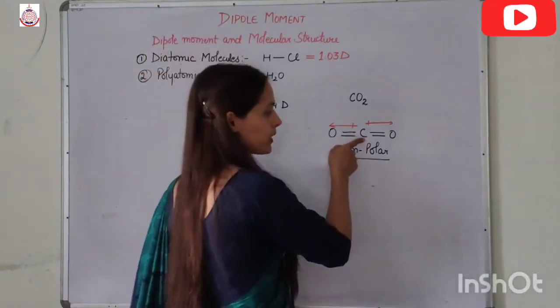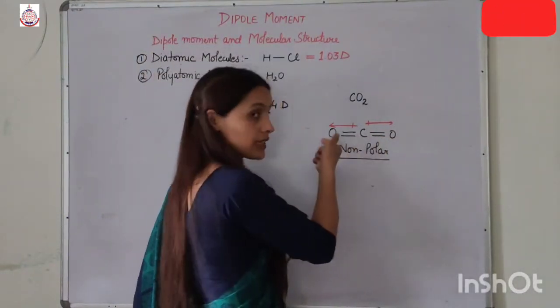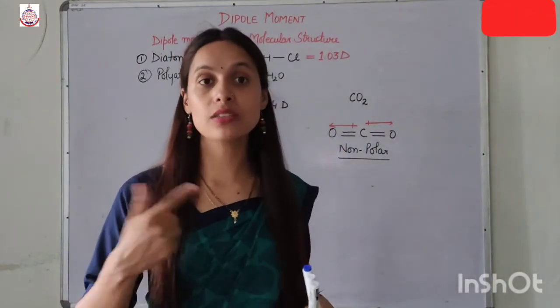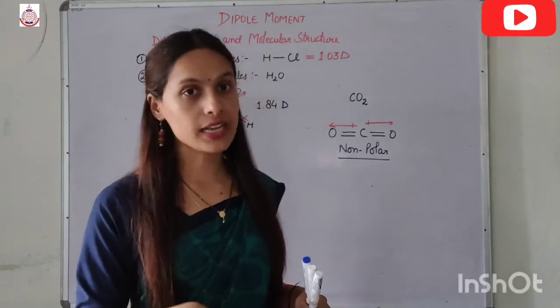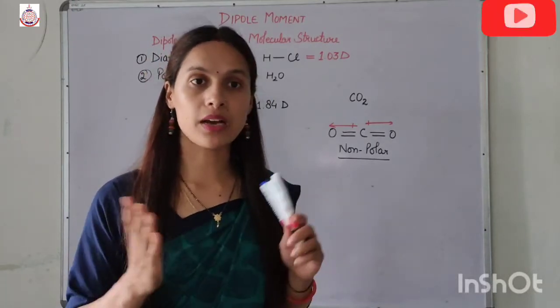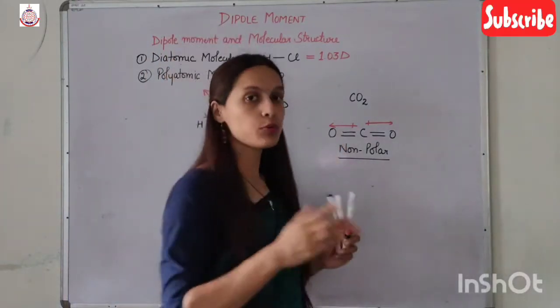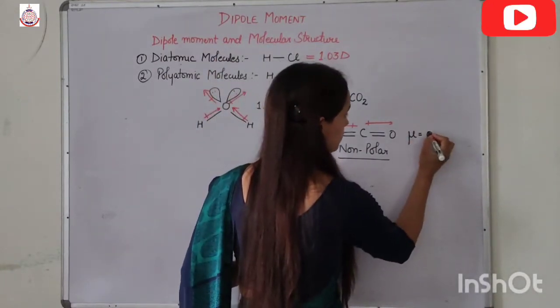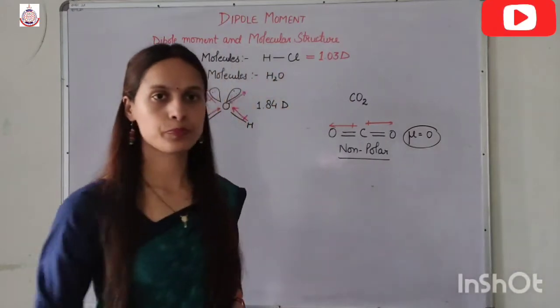Here the dipole moment is this side. Here the dipole moment is this side. It means the magnitude is equal, but the direction is different. And due to the different direction, the overall result becomes 0. So both the dipole moments nullify each other and the resultant dipole moment of this molecule becomes 0.